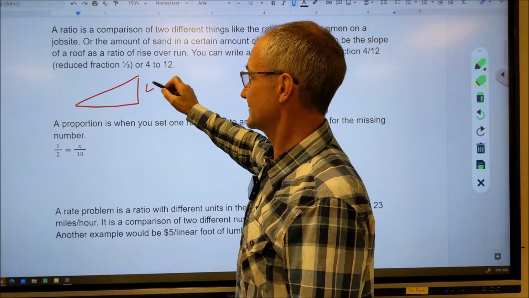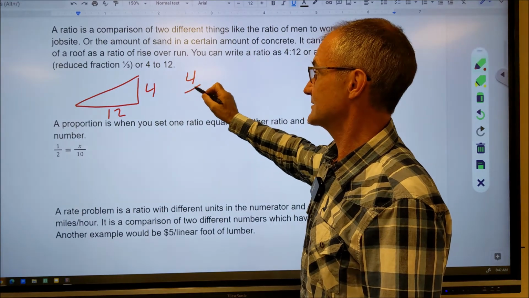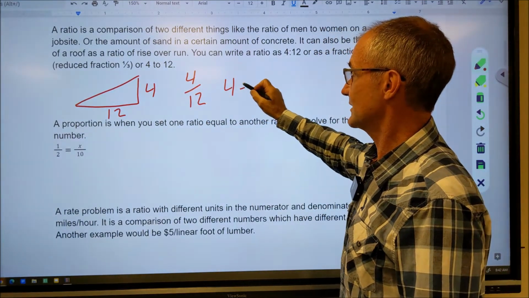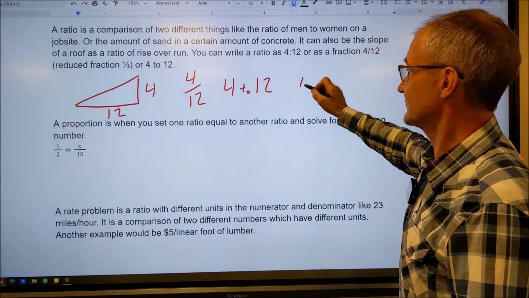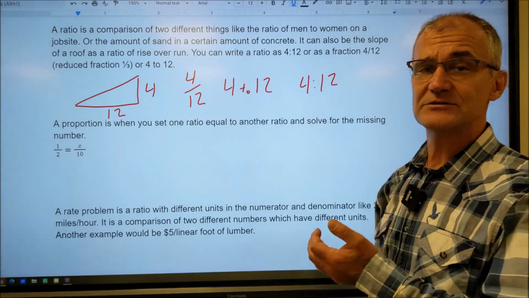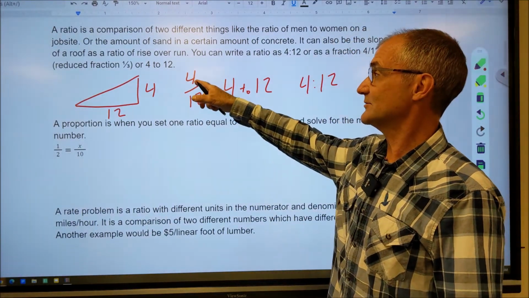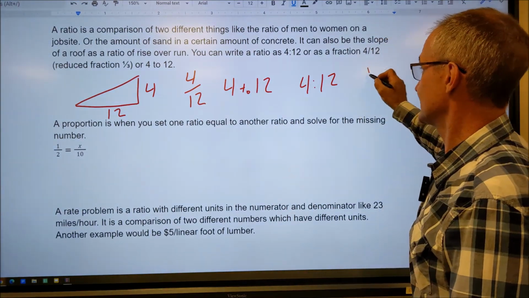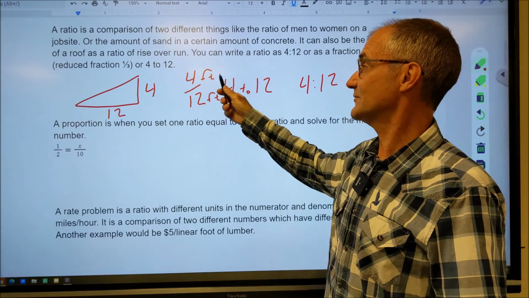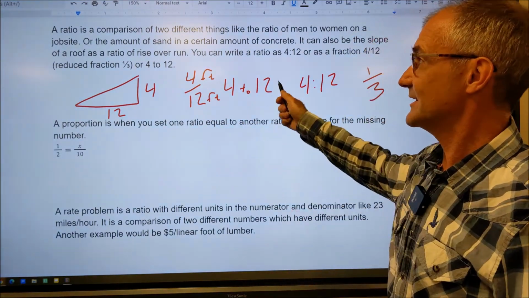Let's say you rise 4 and you run 12. You could write it as 4 and 12. You could write it as a fraction, rise over run. You could write it 4 to 12, or you could write it 4:12 that way. All 3 ways to represent a ratio. Usually you reduce them, and roof pitch you don't, but you could reduce that: 4 goes into 4 once, into 12 3 times, so you could reduce it to 1/3. The units are usually the same in a ratio, like 4 feet to 12 feet, or 4 inches to 12 inches. So that's a ratio.